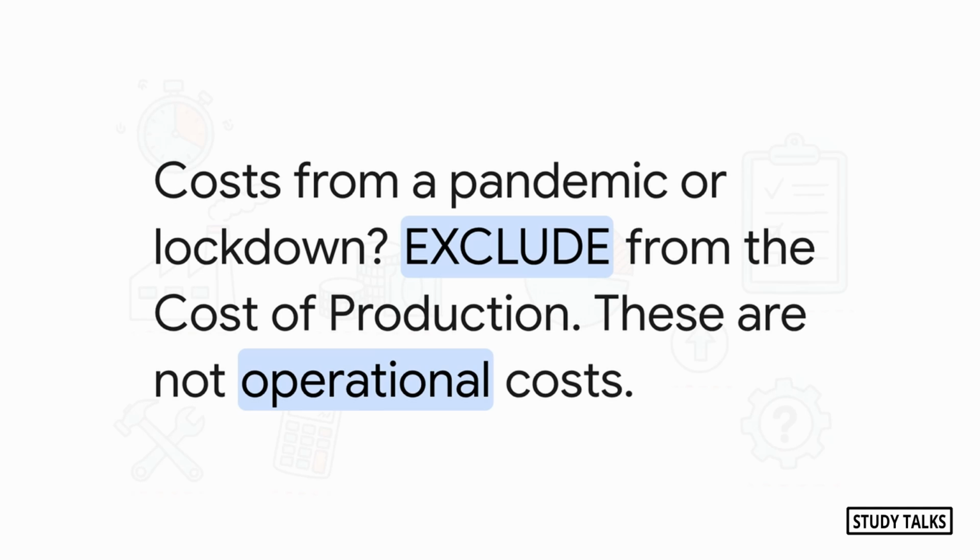Let's say the question mentions something totally out of the ordinary, like a flood, a fire, or a lockdown that shut down the factory. The rule is dead simple. You exclude these costs. They are not part of your normal operational cost of making a product, so they have no place in the cost sheet, period.